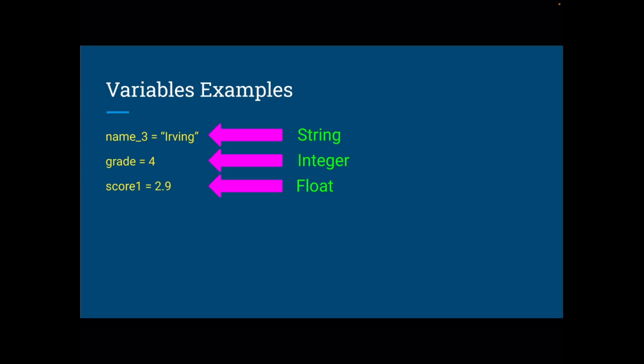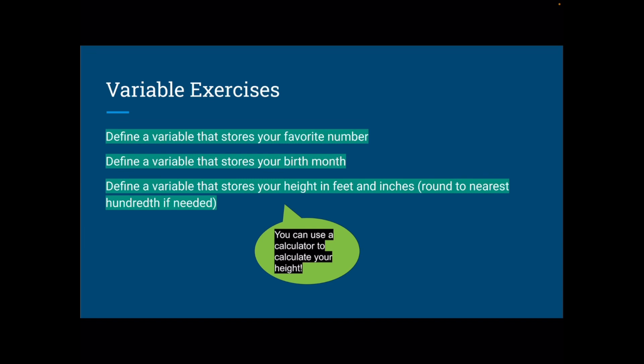And also notice that all of these variables here don't start with a number, because the computer will get confused. And in the first example, there is an underscore, but you have to start with a letter. Another example is grade equals 4, which is an integer. Score 1 is equal to 2.9, which is a float. Here are some exercises you can practice if you want more help on defining variables.